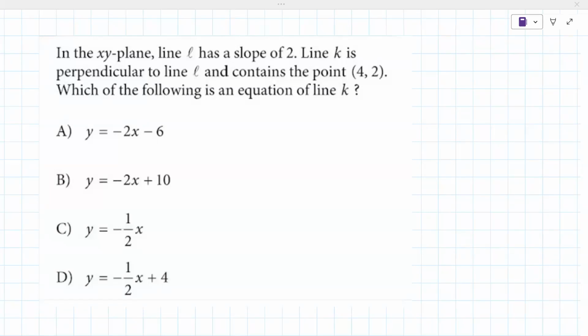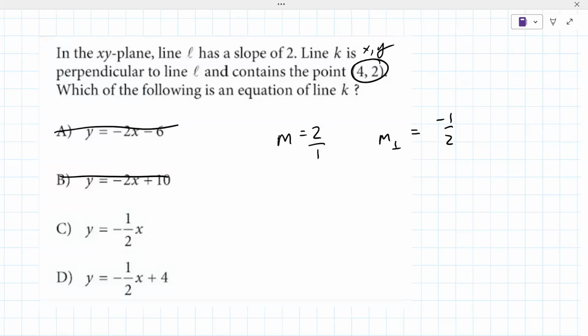Can you eliminate any of the answers based on the slope, the perpendicular slope? The slope is 2. What is the perpendicular slope? -1/2. Okay, so can you eliminate any answers? Yeah, the first two. Okay. Now, 4, 2 just means that's the X, that's the Y.